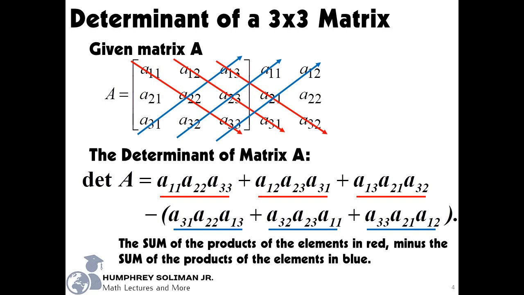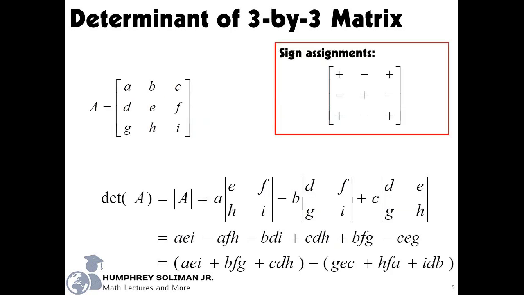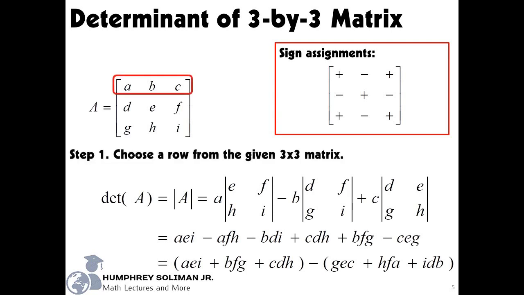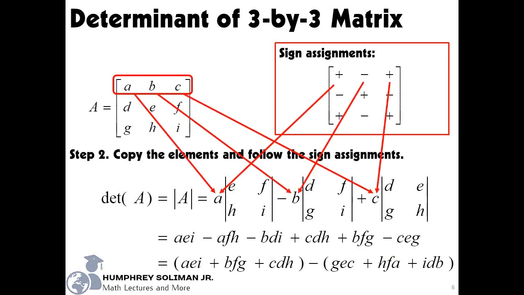There is another way of finding the determinant. This method is commonly used in finding the cofactors of a matrix. Step 1. We choose a row in a given matrix. Step 2. We copy the elements and follow the sign assignments.